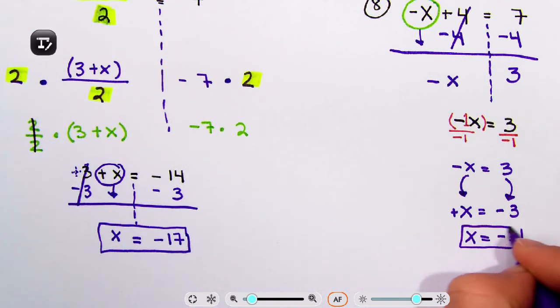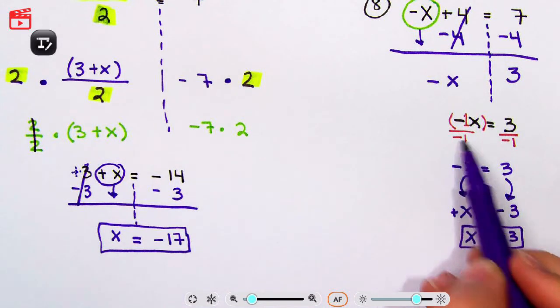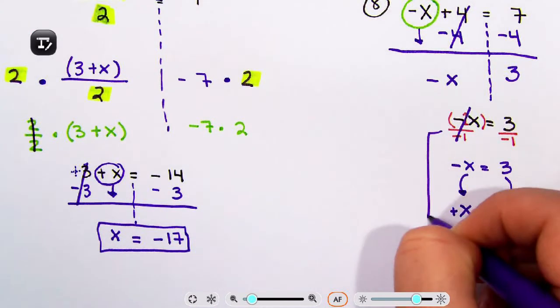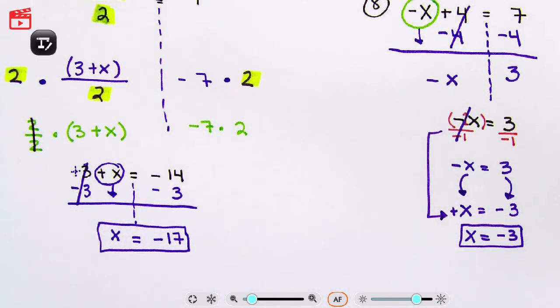Now the reason this works is because we get to divide by negative 1. That goes away. The x stays. And then we get to divide 3 by negative 1.